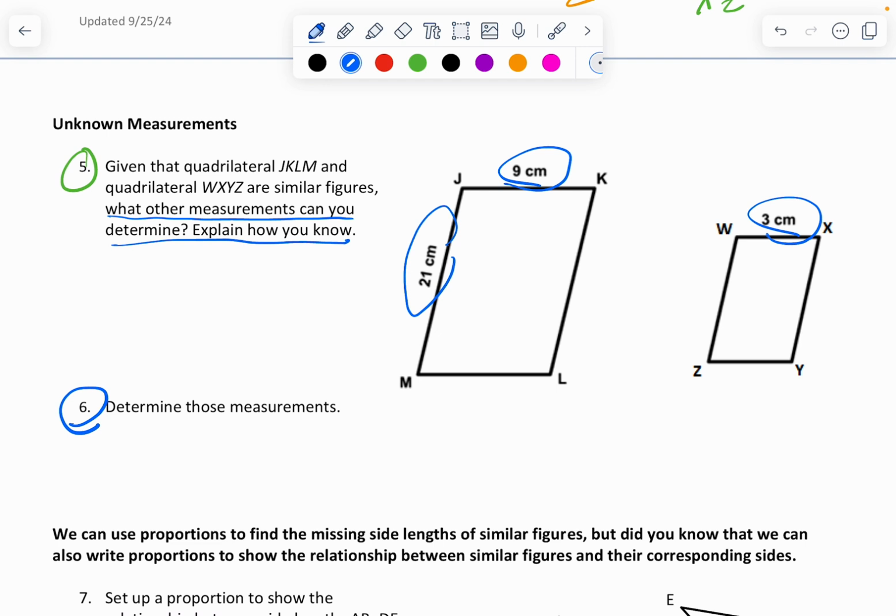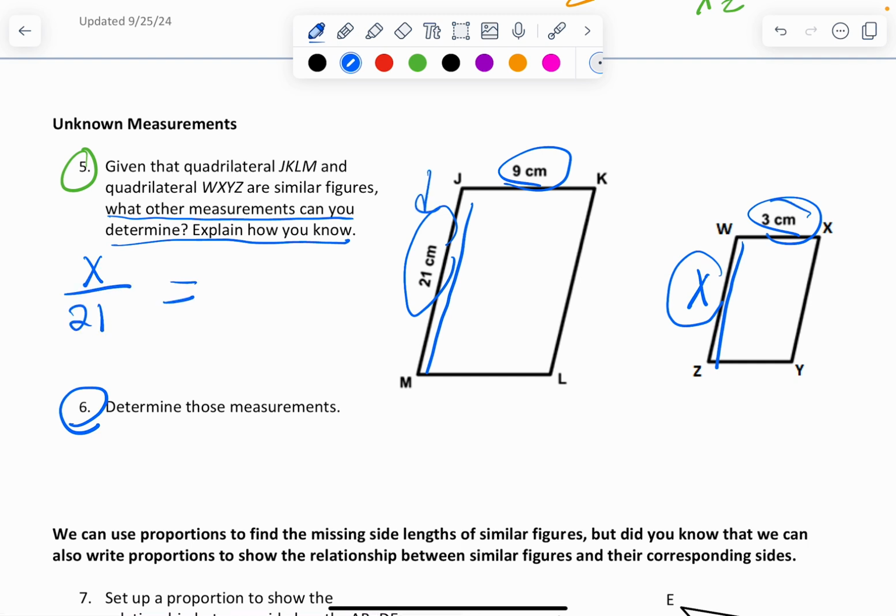So I'm gonna come over, and I know that JM is here, and what corresponds to JM is WZ, so that's gonna be an X. So I'm gonna come over and put, it doesn't really matter what order I do it in. So I'm gonna start with X, WZ, and I'm gonna say X over what side corresponds to X, 21, equals, what's the base of this? WX, which is 3, over, what is it over?